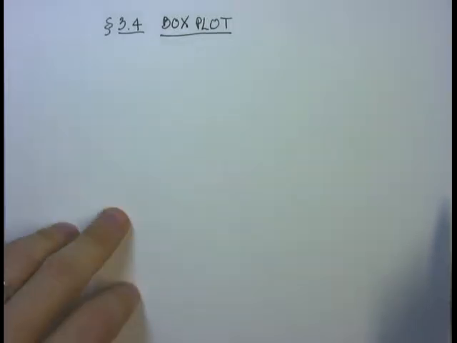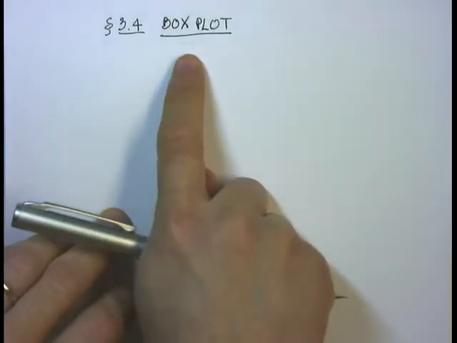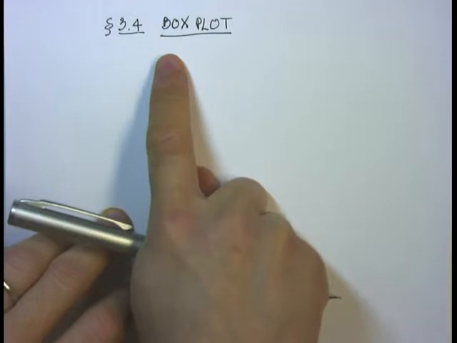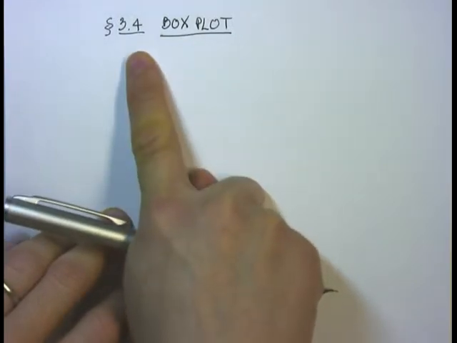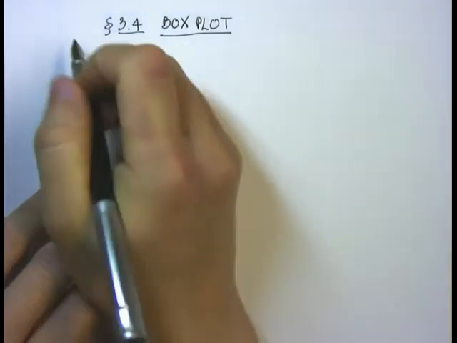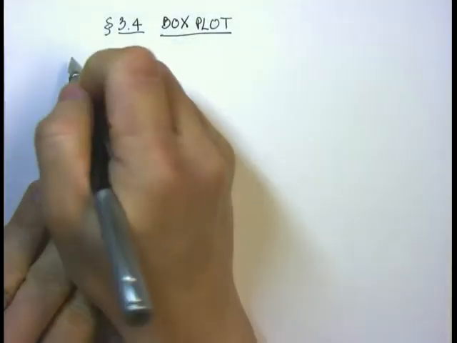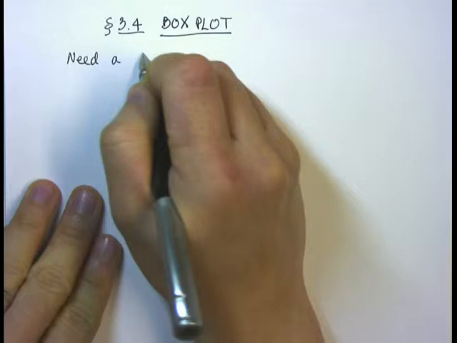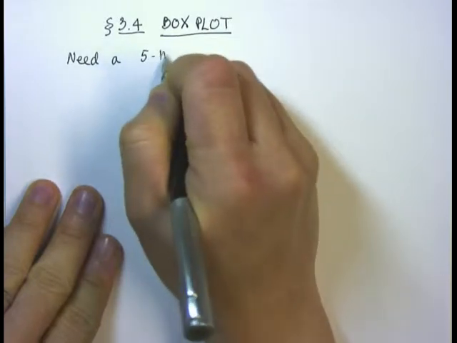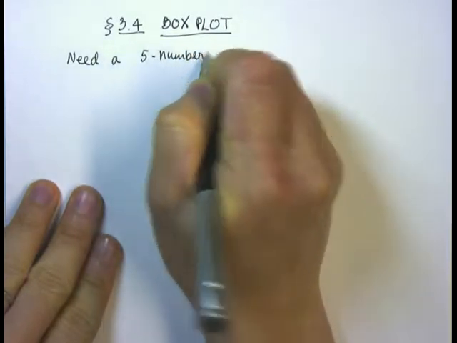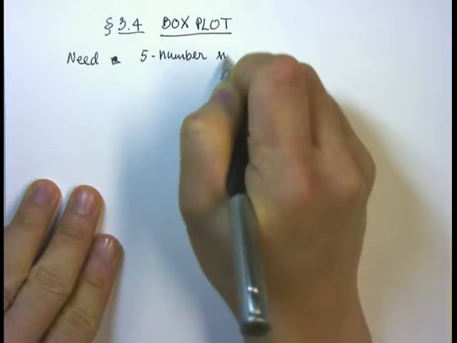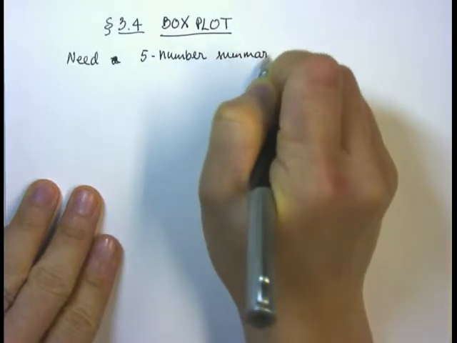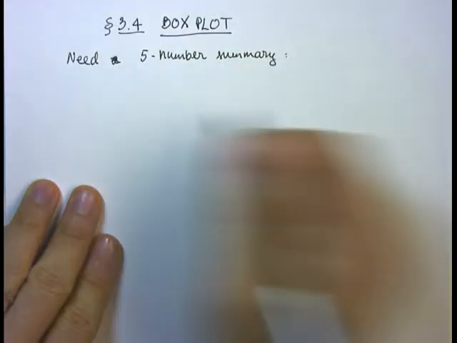So now we look at how to construct a box plot. It would be another discussion topic in section 3.4. In order to construct a box plot, we need the so-called 5-number summary. Okay, and what is a 5-number summary?